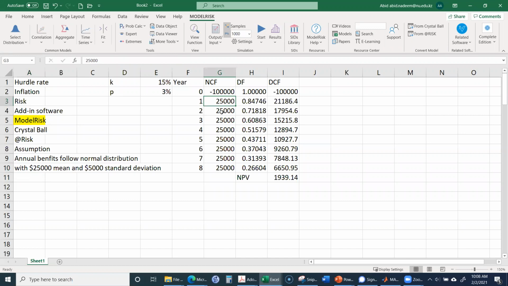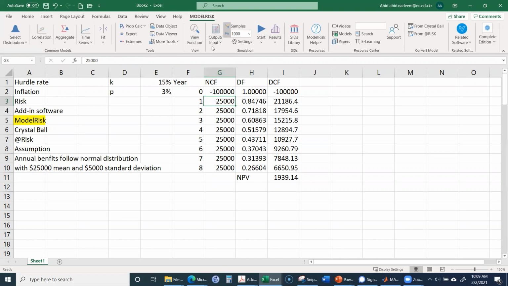sometimes in some of the years the value will be $20,000, in some of the years the value will be $22,000, some of the years the value will be $27,000. So if you take these values, say 1,000 times, the average of those values will be $25,000 and the spread will be about $5,000. So this can be done in ModelRisk in this way.